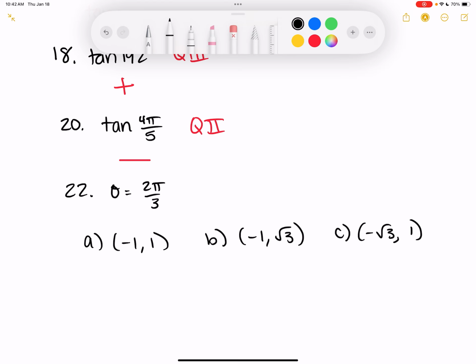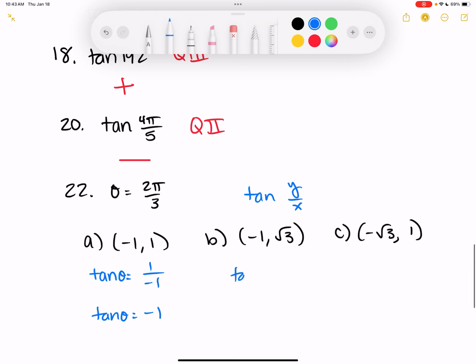Tangent is y over x. So for the first one, tangent of theta is equal to 1 over negative 1. That means the tangent of theta is equal to negative 1, which I know is not there. If you forget what it is, you could take the inverse tangent and find it. But tangent of theta equal to negative 1 is at 3 pi over 4, so it's not that one.